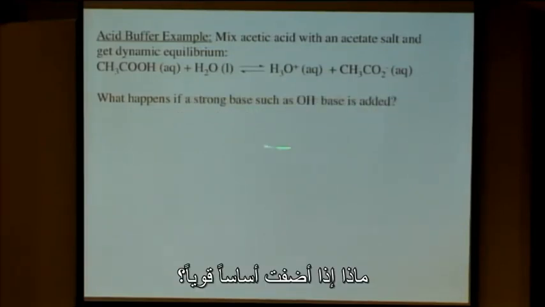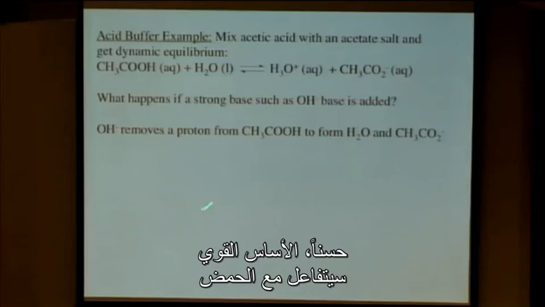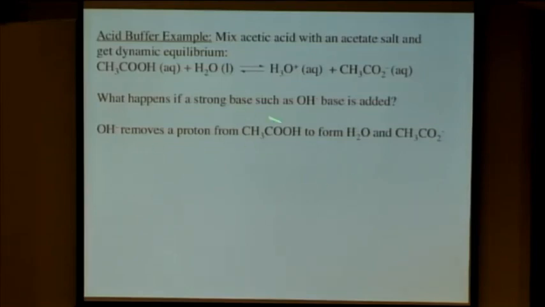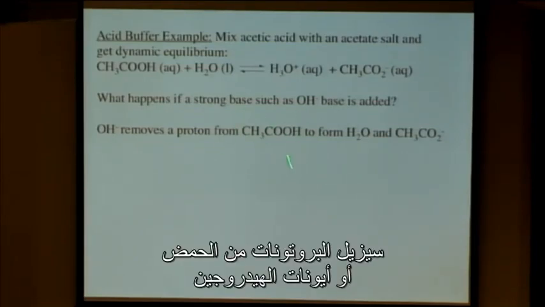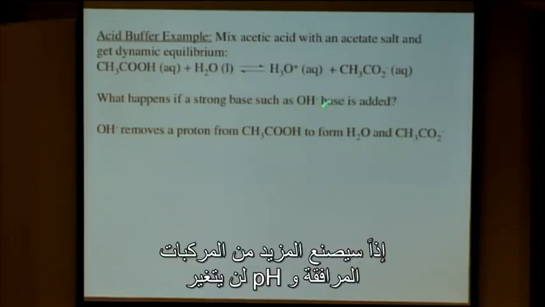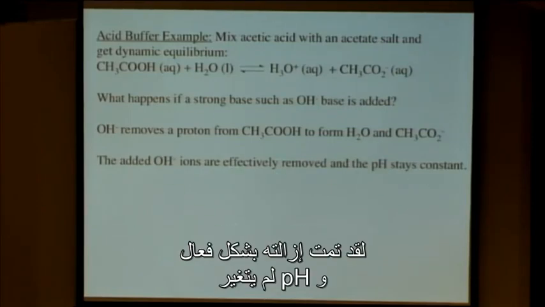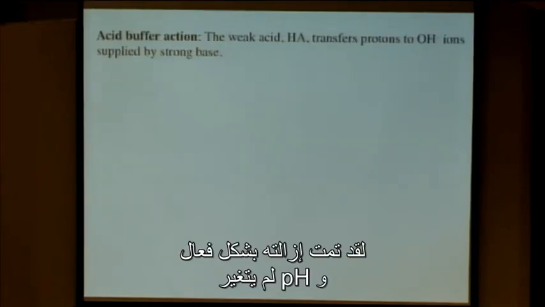What about if you add a strong base? Well, that strong base will react with the acid. It will remove protons from this acid, or the hydrogen ion here, forming water and its conjugate. So you'll make more of these, and the pH will also stay the same. So the base is going to be removed by reacting. So it's effectively removed, and the pH stays the same.